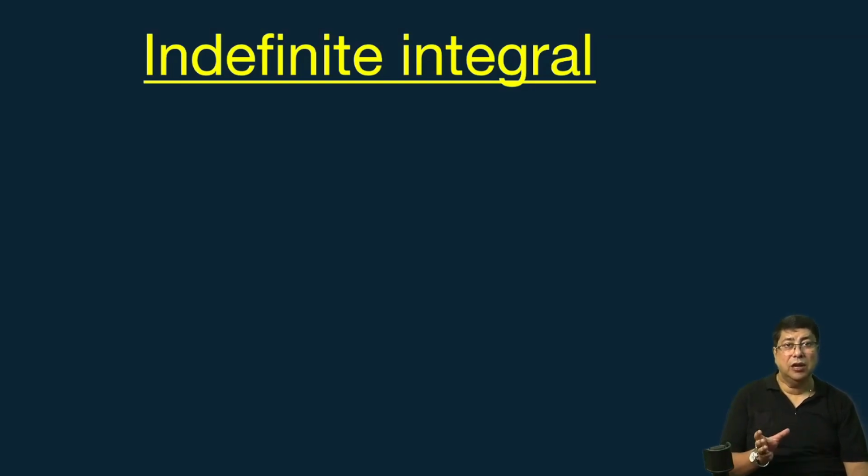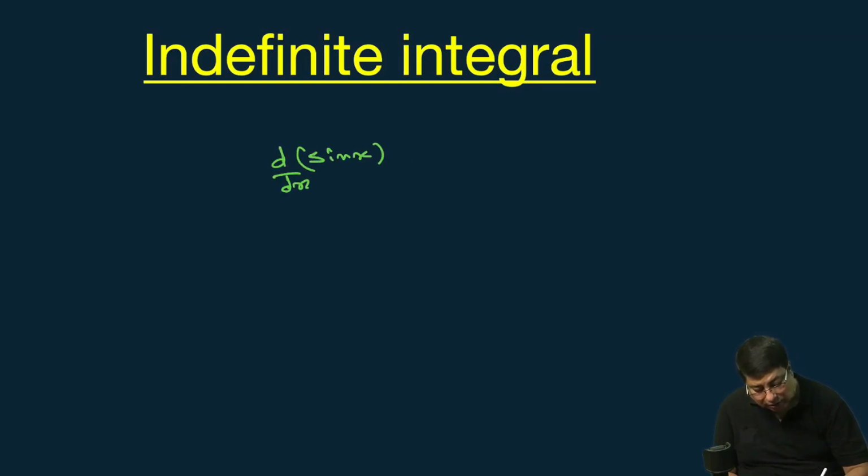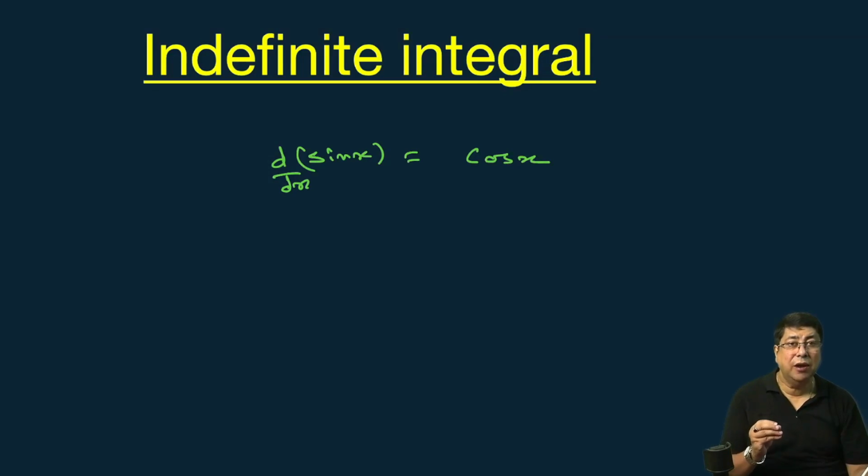So let's start. Let's know what exactly indefinite integral is. Indefinite integral is called the antiderivative. That is, integration is the reverse process of differentiation. Suppose d/dx of sin x equal to cos x, we know. Once again, indefinite integral is called the antiderivative. What does antiderivative mean? This is the reverse process of differentiation.